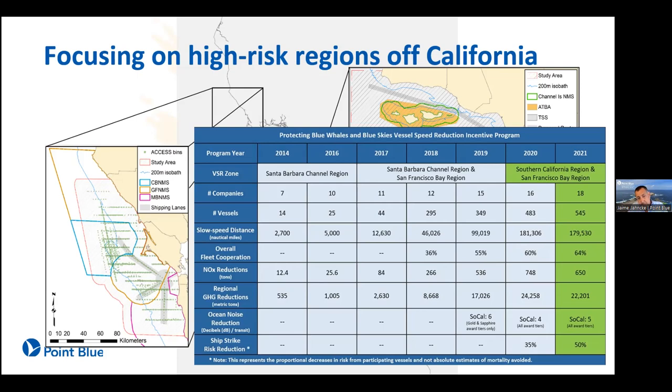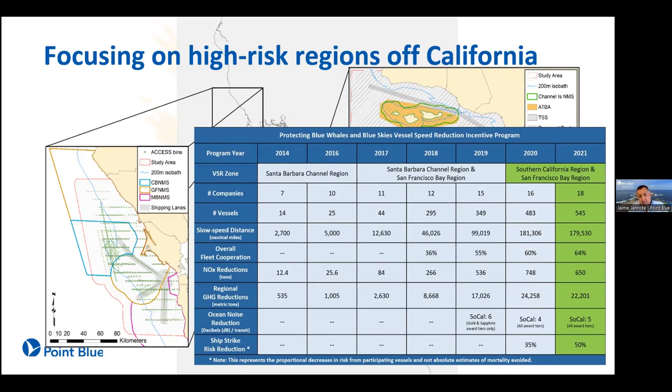As an example here, this table shows, again, the number of vessels that participate, how many companies, how many miles transit at slow speeds and so on. But if you look at the last row, you will see that we measured for them that in 2020, mortality of whales decreased by about 35%. And in 2021, mortality decreased by about 50%. So slowing down saves whales. It also decreases ocean noise, and it also decreases greenhouse gas emissions from those vessels.